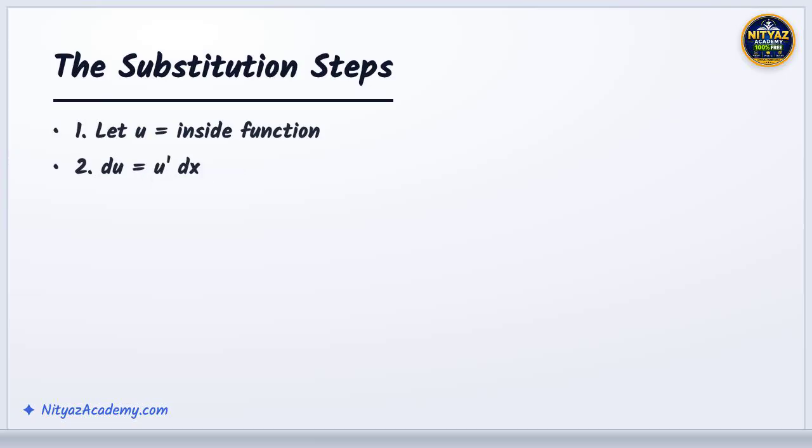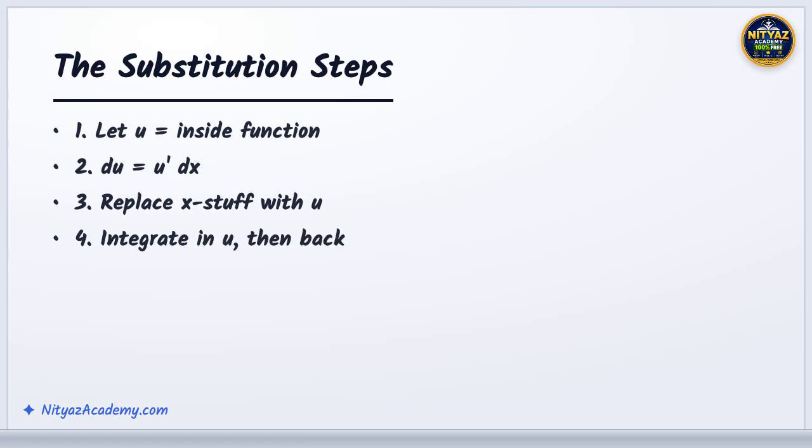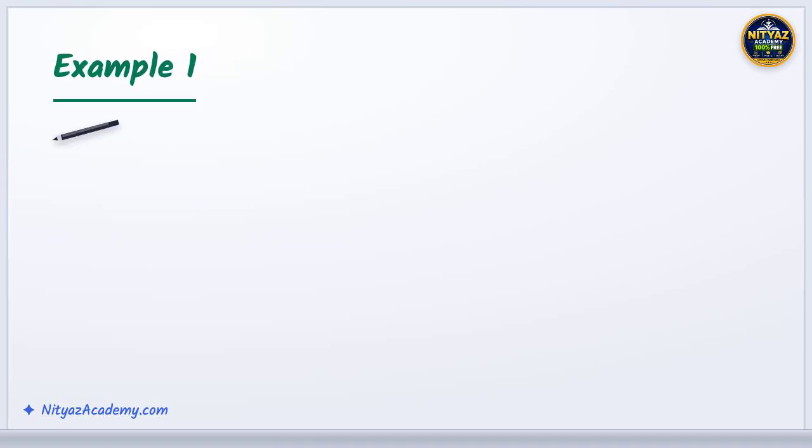First, pick u to be the inside function. Second, differentiate to find du, the derivative of u times dx. Third, swap every x expression for u and du until no x remains. Fourth, integrate in terms of u, then substitute the original expression back. Choosing the right u is the whole skill.